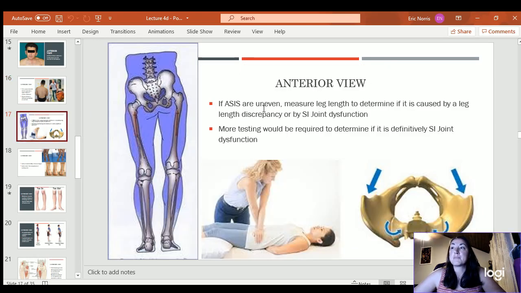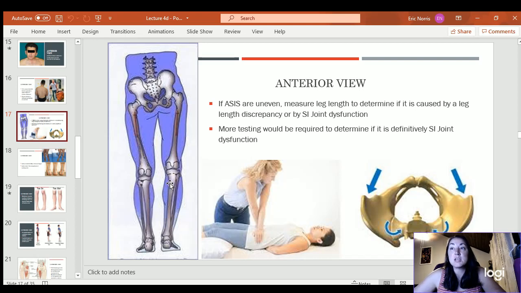The ASIS, if they are uneven, you need to measure the leg length. Remember how we measured leg length from the ASIS to the medial malleolus? Again, this picture is from the posterior view, but you can see it from the anterior view if you're looking for the ASIS. So a true leg length discrepancy is when there is a difference from one side to the other on the actual measurement from the ASIS to the medial malleolus. This person would have a true leg length discrepancy.